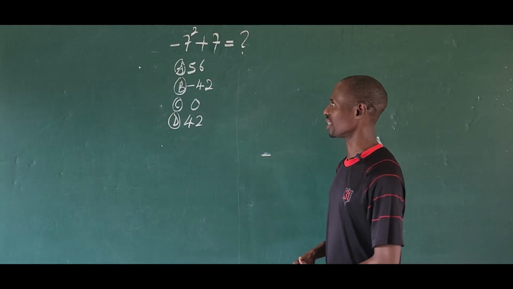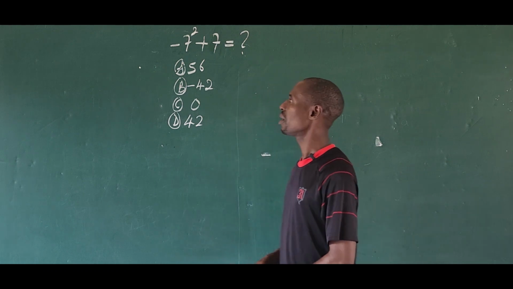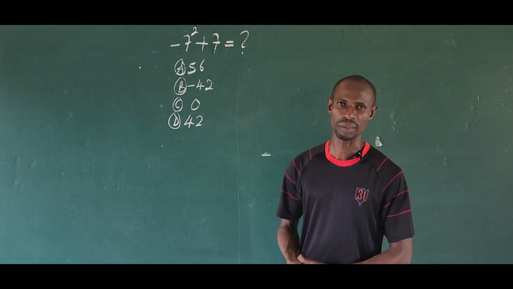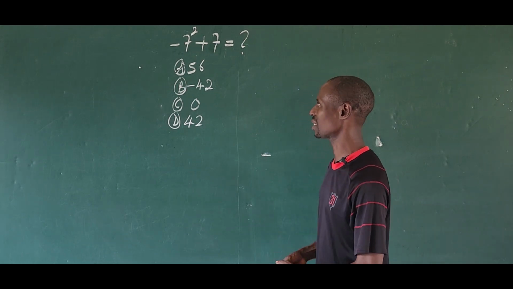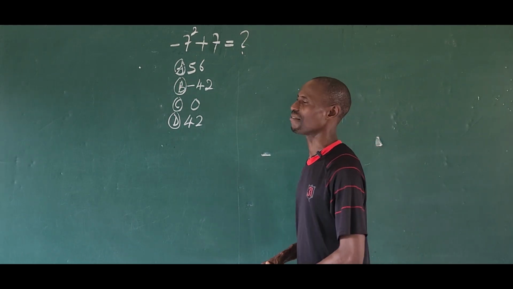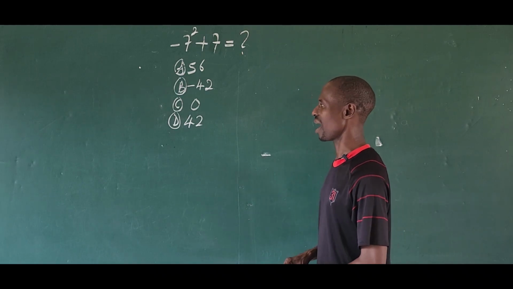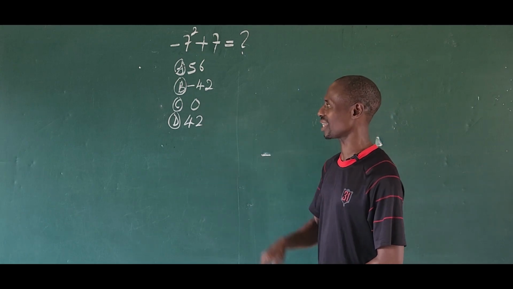It's a simple one. The question is minus 7 to the power of 2 plus 7 would be equal to what? How do we evaluate this? We are given some options here. What are the options? A, positive 56. Then B, minus 42. Then C, 0. And D, positive 42. What is the correct answer to this?